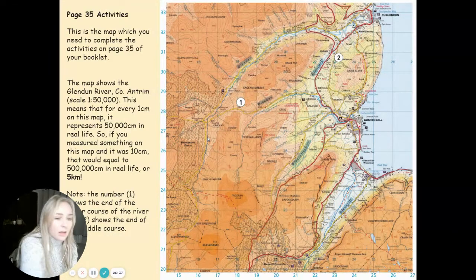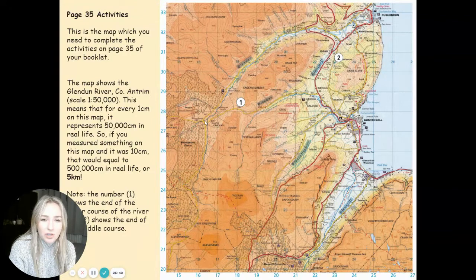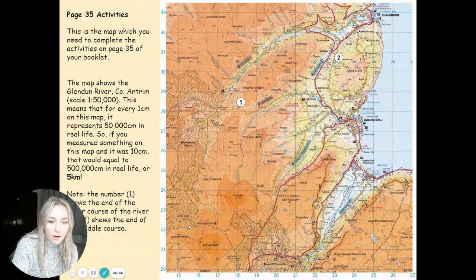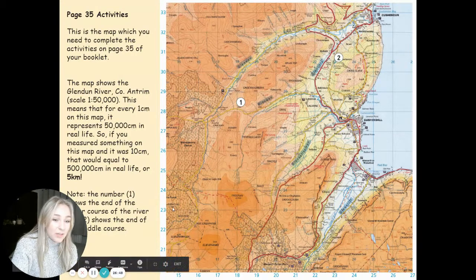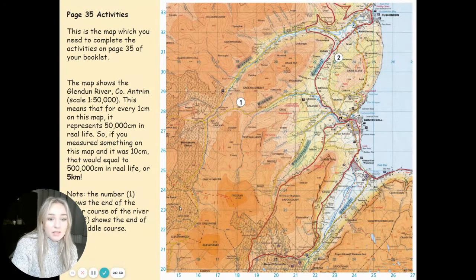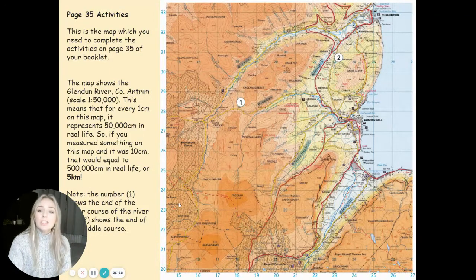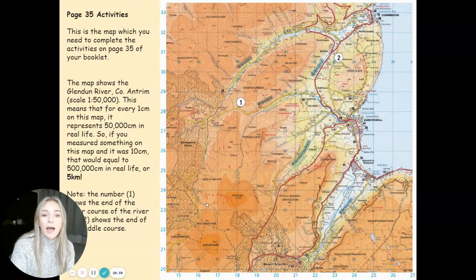You could say that it's close to some rivers. What else? You could mention some of the features in and around it, like the name of the hill. So it's basically just using the information on the map to say what you can see. Using the key as well, use the information in the key.